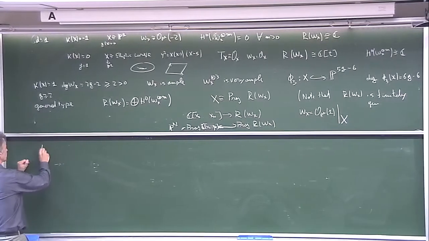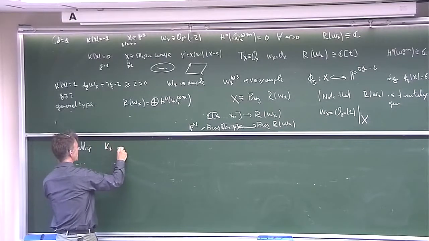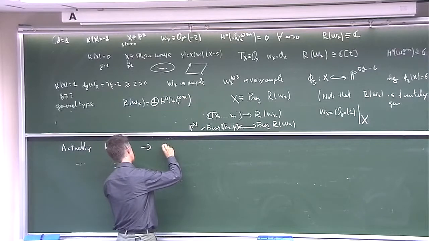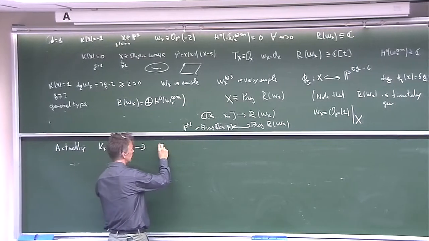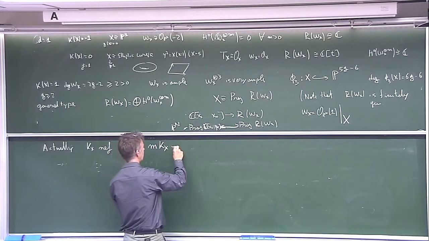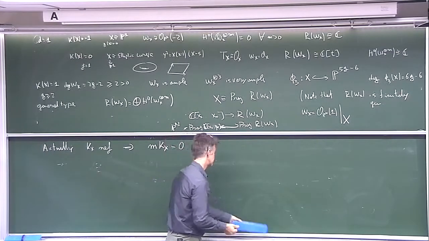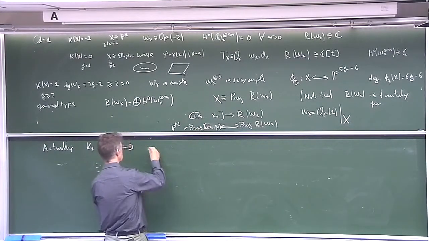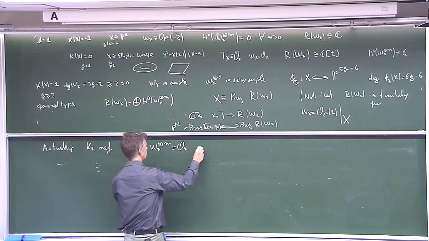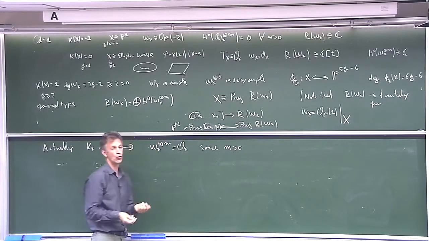So actually, K_X nef implies, okay, now I don't remember what the exact multiple is, that mK_X is equal to 0 for some, well, let's be more precise. Let's say the mth tensor power of the canonical line bundle is trivial for some m greater than 0. So for all m sufficiently divisible.